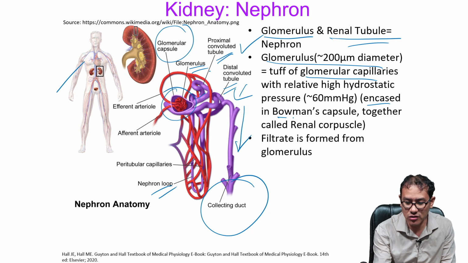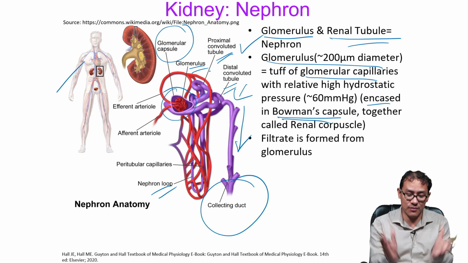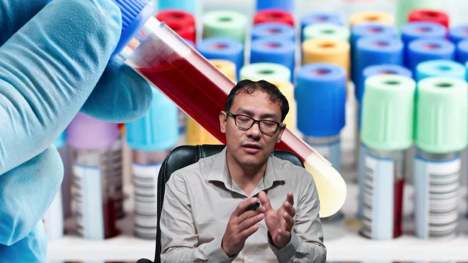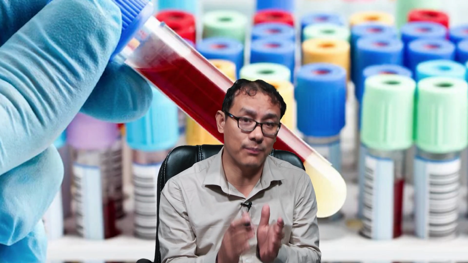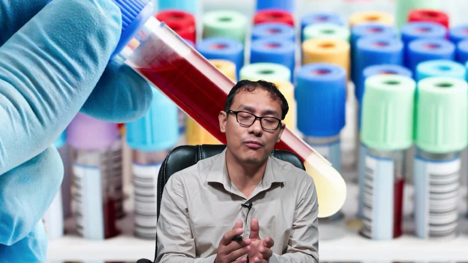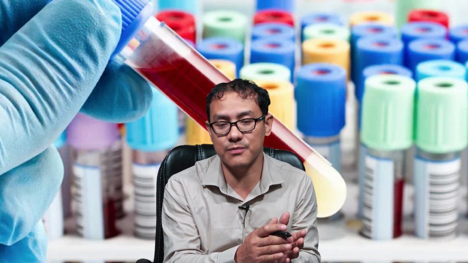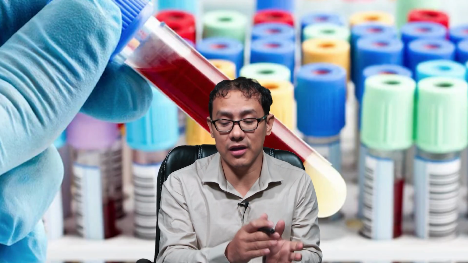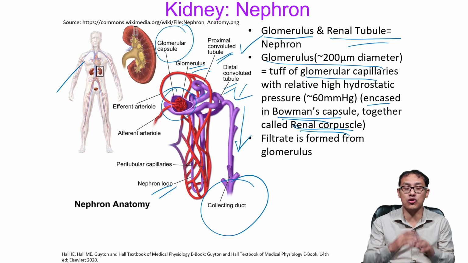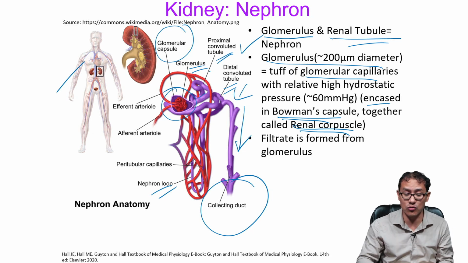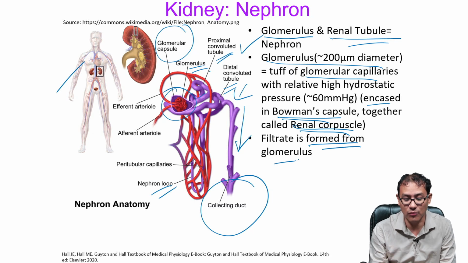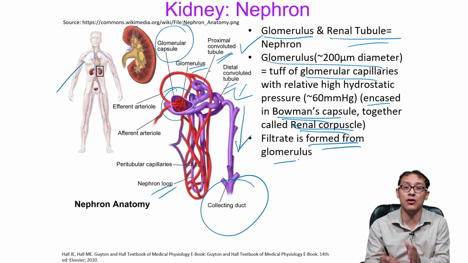So these are encased in what is known as the Bowman's capsule. Bowman's capsule surrounds the capillaries, and the plasma filtrate, which we call glomerular filtrate, forms from the plasma present in the glomerular capillary into the Bowman space, and together this is known as the renal corpuscle. So the renal corpuscle is basically the Bowman's capsule with the glomerulus. The filtrate from the glomerulus is the beginning of the formation of urine.